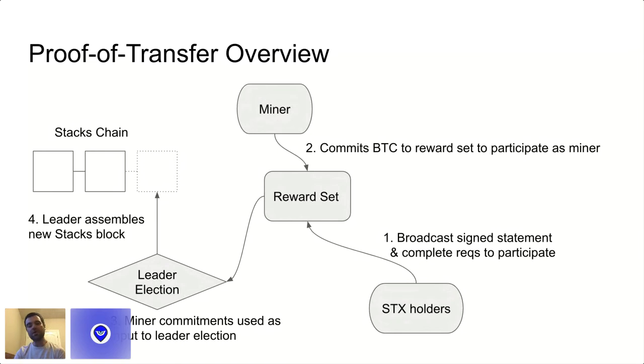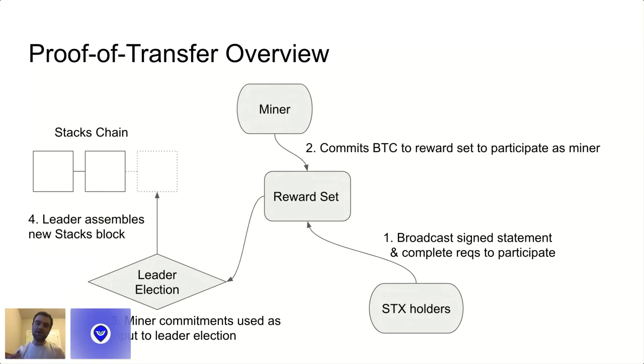Once they've issued those commitments, the process flows along like it did before in proof of burn, where you go through a leader election algorithm to choose the winner and the person that's going to assemble the next Stacks block.